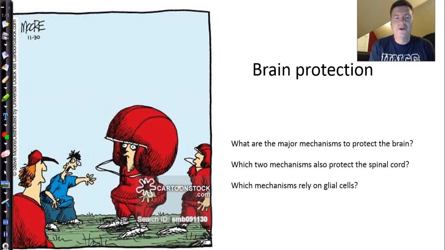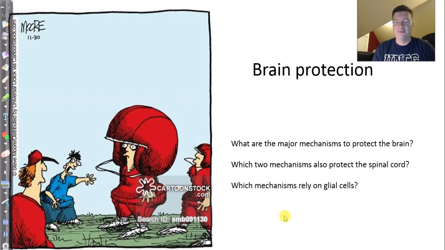Okay, we move on to brain protection. What mechanisms are in place to protect the brain from damage and disease? Because obviously it's a pretty important thing to protect. So here we're going to look at some major mechanisms and then look at some that also will be involved with the spinal cord and then what roles do glial cells play in the process.